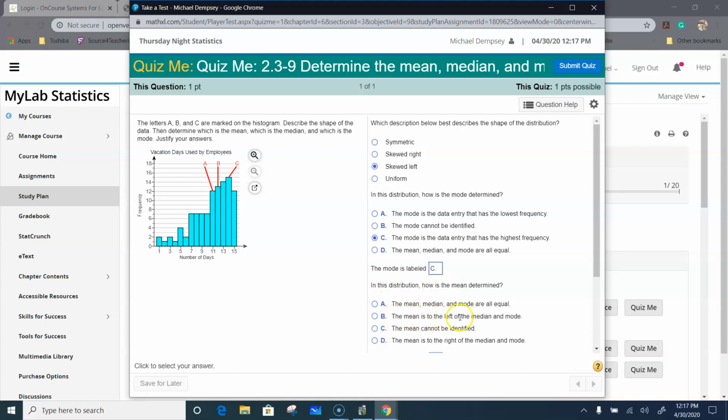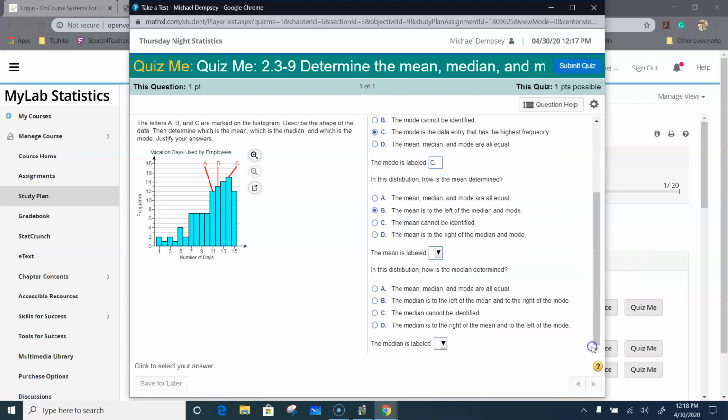The mean is definitely to the left of the median and the mode. This would go mode, median, and mean. The mean is going to be pulled down by those small values that are making it skewed to the left. Where is the mean labeled?